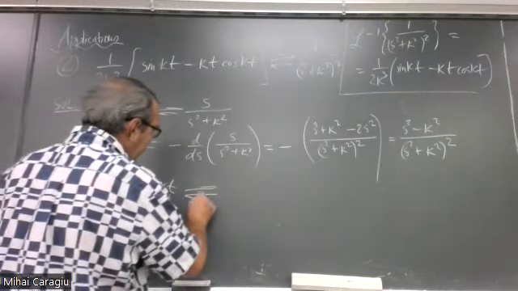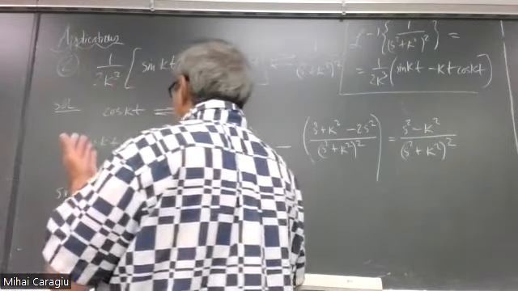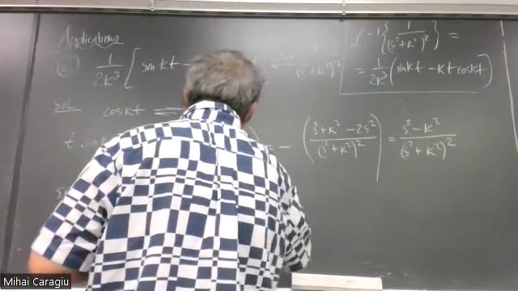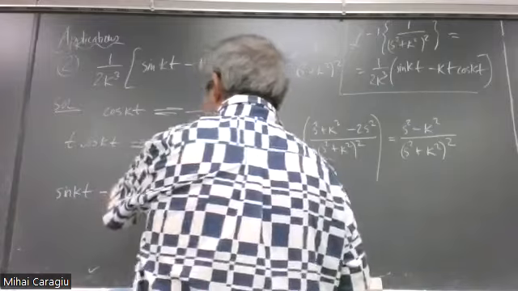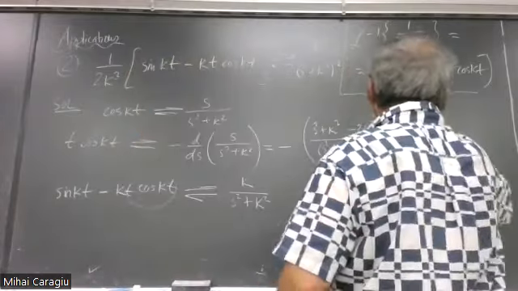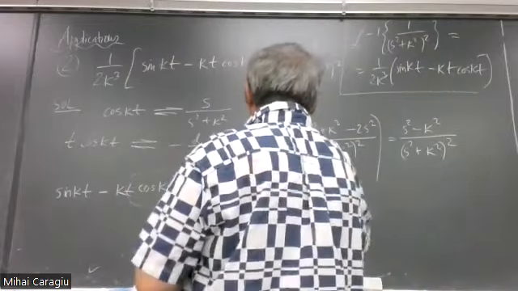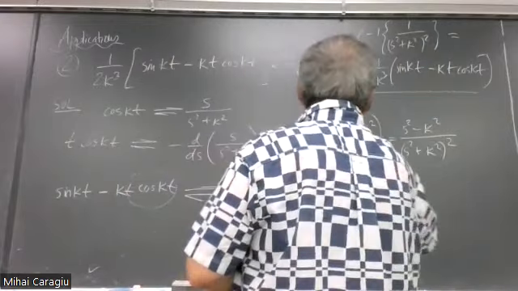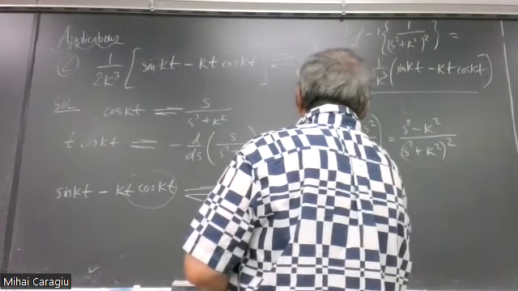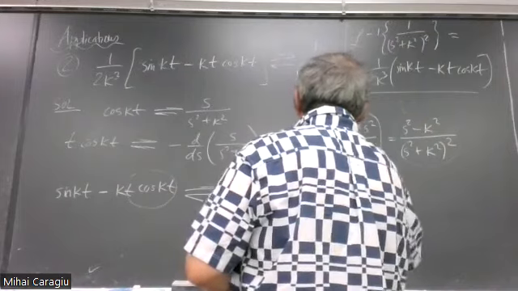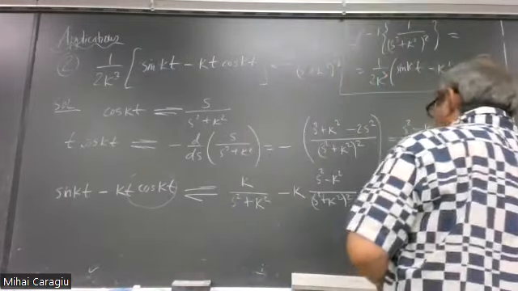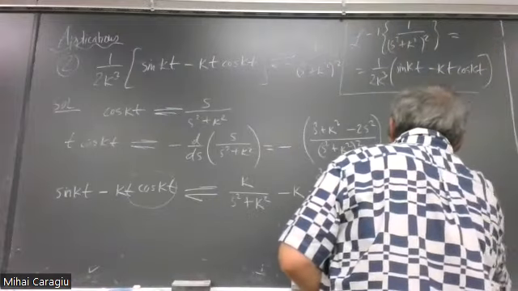Transforms into what? Because of linearity here, sine kt we know what it is: k over a squared plus k squared. T cos kt we already did; it is transformed into this one. So by linearity it is minus k times the quantity a squared minus k squared over a squared plus k squared, squared, equals. Let's bring the common denominator, which will be a squared plus k squared, squared.